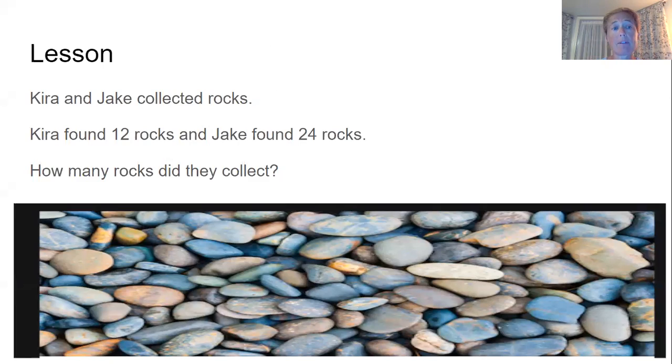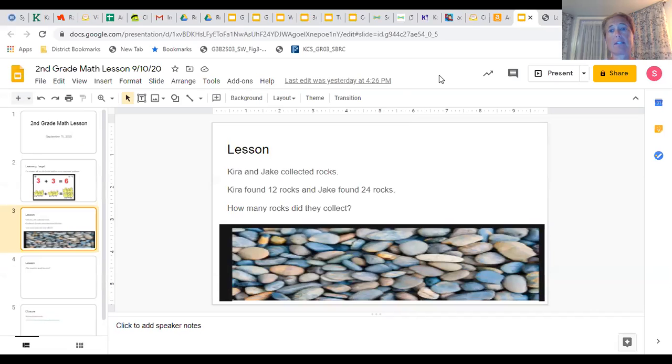Before we do our problem, let's make sure we understand what the question is asking us to do. It says, how many rocks did they collect? The word they tells us that we want to know the total number between Kira and Jake. So we want to know the total number of rocks they found together.